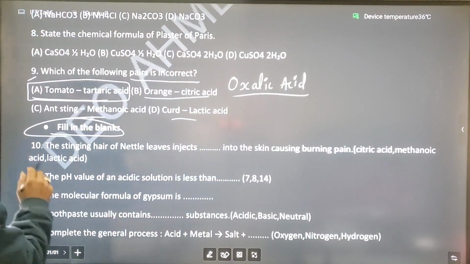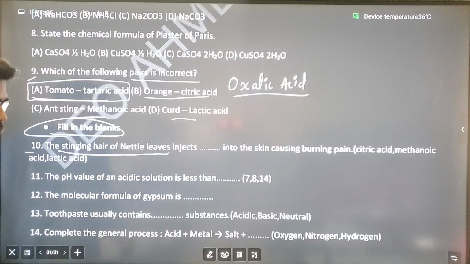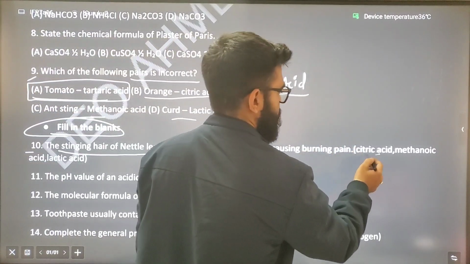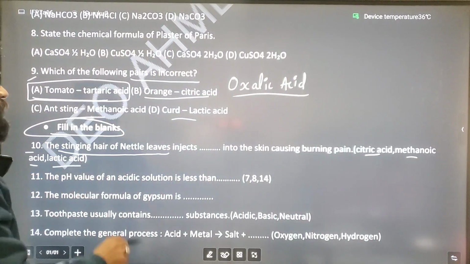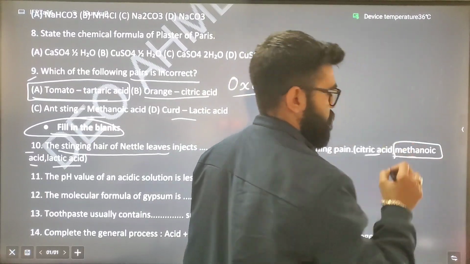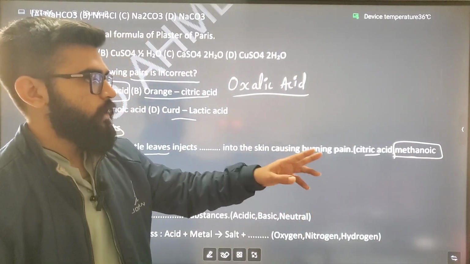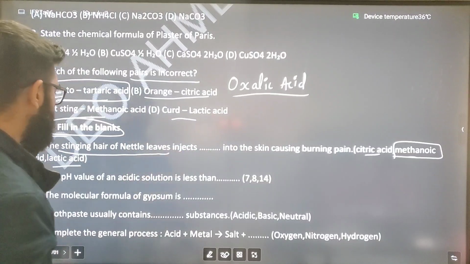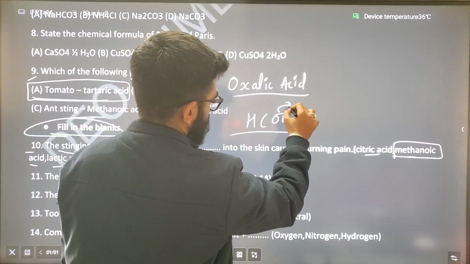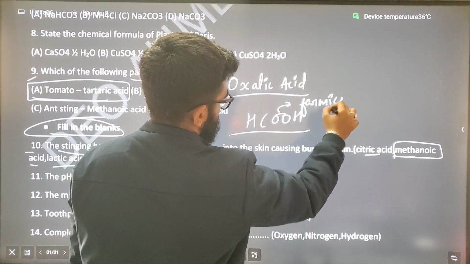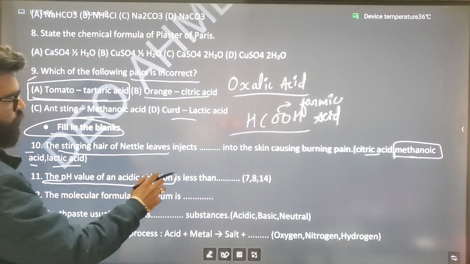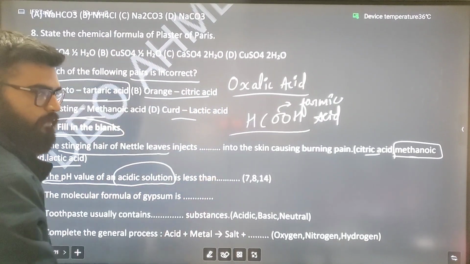Fill in the blanks. The stinging hair of nettle leaves injects dash into the skin causing burning pain. Citric acid, methanoic acid or lactic acid. Nettle leaves inject which acid? The answer is methanoic acid. Nettle leaves, methanoic acid, plus ant sting, methanoic acid. The formula of methanoic acid is HCOOH. You can also say it formic acid.